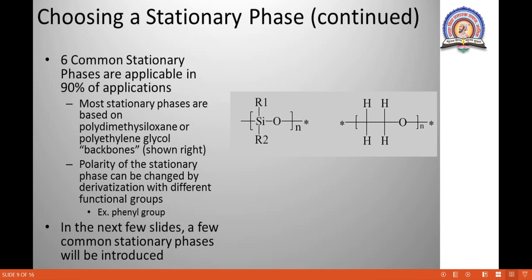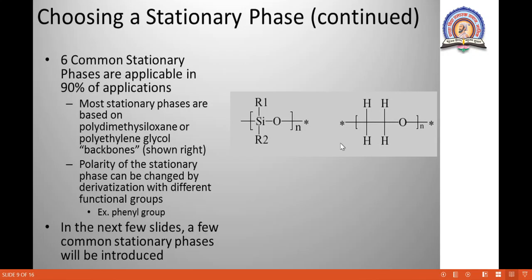Then we see the different stationary phases. There are six common stationary phases applicable in 90% of applications. Out of those six, we are going to discuss some here. Most stationary phases are based on polydimethyl siloxane or polyethylene glycol. These are the backbones, shown on the right side. This is the polydimethyl siloxane, while this one is the polyethylene glycol. These two are the polar stationary phases.